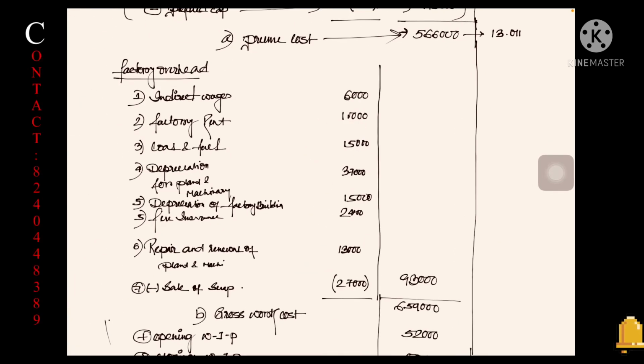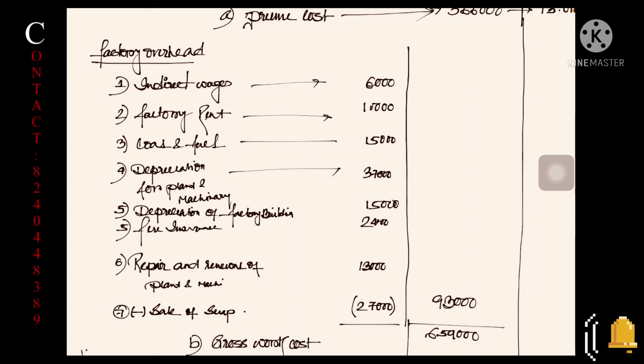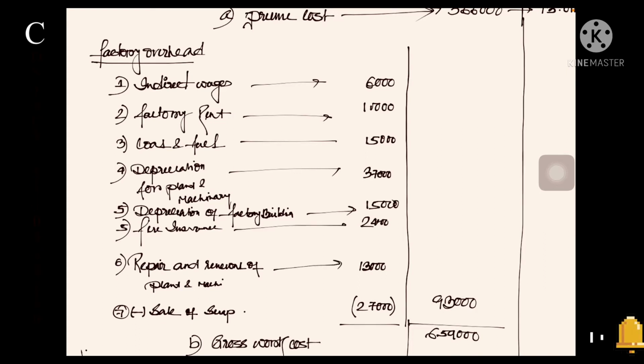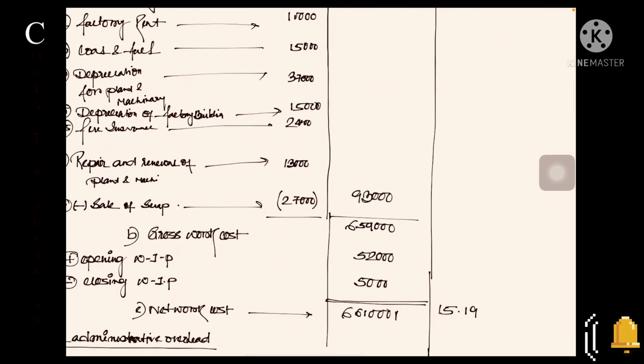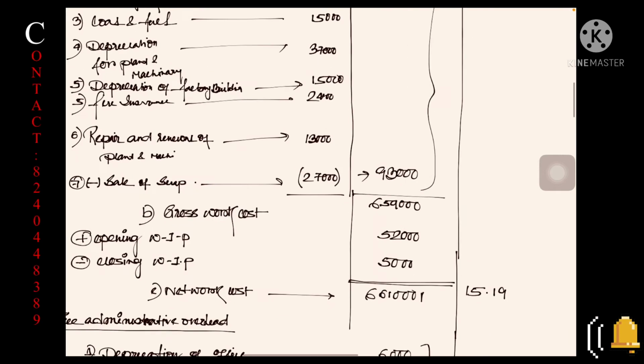After we calculate the prime cost, step number 1, we should go for the factory overhead. In factory overhead, we have indirect wages, factory rent, coal and fuel, depreciation of the plant and machinery, only the plant and machinery, depreciation of the factory building, fire insurance for the factory, repairs and renewal for the plant and machinery, and if there is any sale of scrap, we should deduct it from the factory overhead. Look at that. After doing all the calculation, the amount is coming 93,000, and if you add this amount with this prime cost, it will come gross work cost.